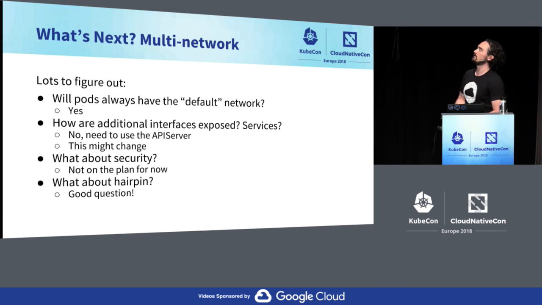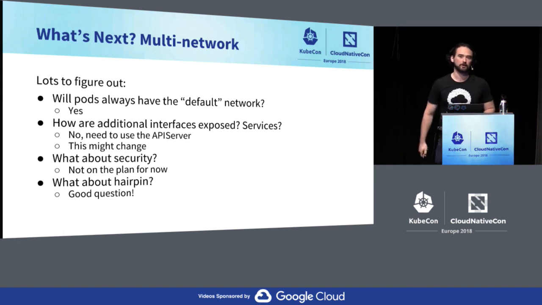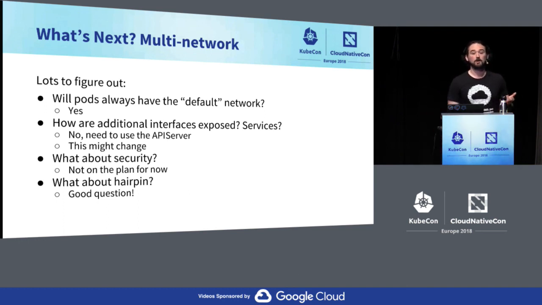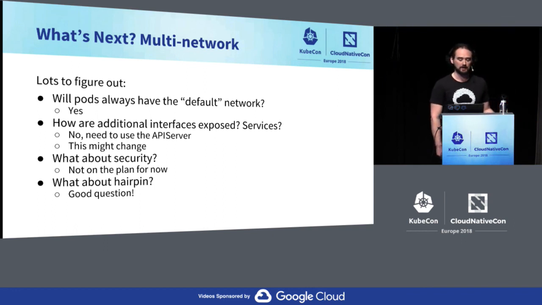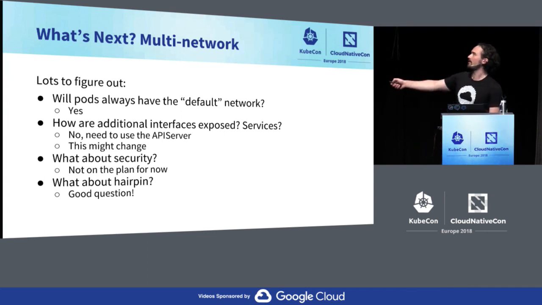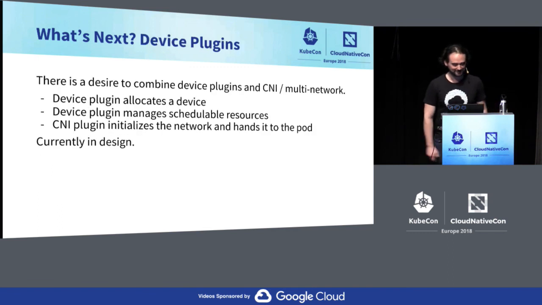What about security? No idea. Not on the plan for right now. There is no plan as of yet to include this in something along the lines of pod security policy. So if you don't trust your administrators, if you have access to a network that you think needs to be secure, that is not yet supported in the current draft for multi-networking. And then what about hairpin? Good question. We haven't figured it out yet.